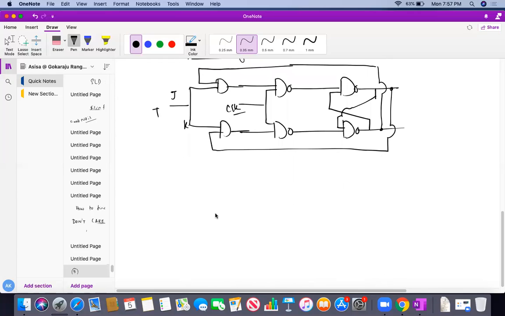After that, after the logic design, you can have the truth table. You have got the truth table. How is the truth table?